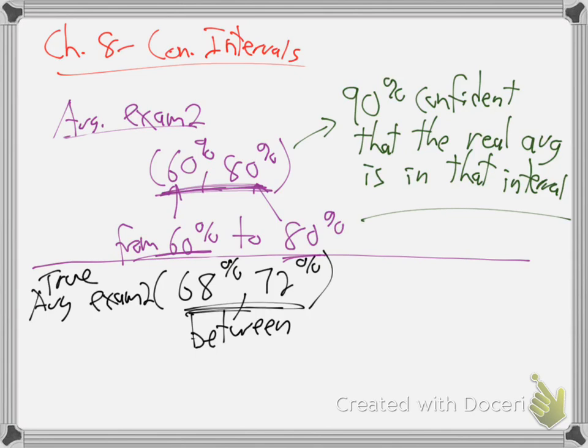Because the average might be 67 and not quite be in that interval, or 73 and not be between 68 and 72. Whereas it would have been captured by the first interval. Is that making sense? So when you make a more narrow statement, you're going to have what? Higher confidence or lower confidence? Lower.